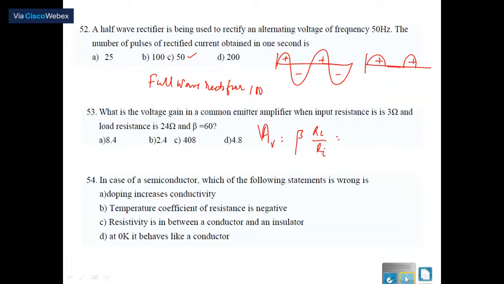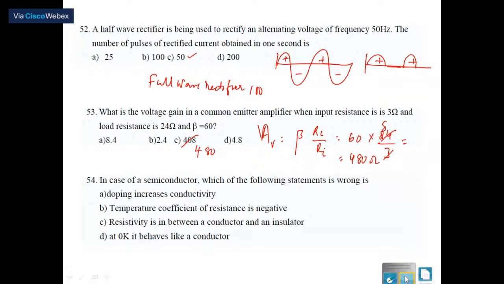That is equal to beta is 60. Beta usually that varies between 50 to 150 also. Into RL, the load resistance, well, the load resistance is 24 and the input resistance, that is equal to 3 ohm. That is equal to 8 8 4 so 8 6 4 48, that's a 480 ohm. Well, 480, well, it's been wrongly printed. This is 408. This is not the one, that is 480. Please kindly change it to 480.